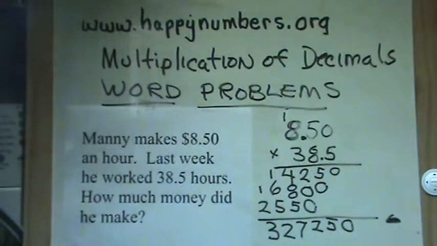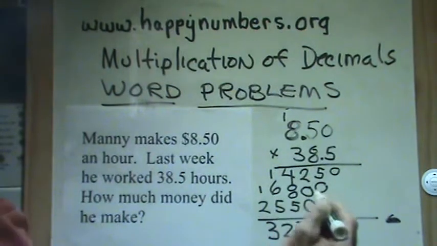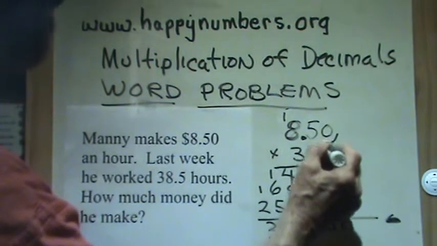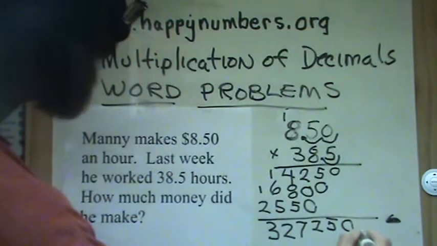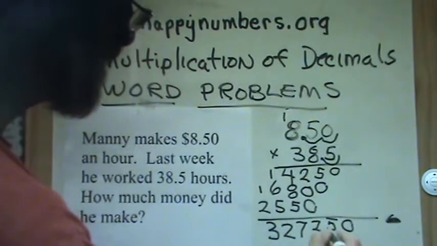Okay, now I'm done with my multiplication, so we know we go back up, count our decimal places. 1, 2, 3 decimal places. Well, we go 1, 2, 3.